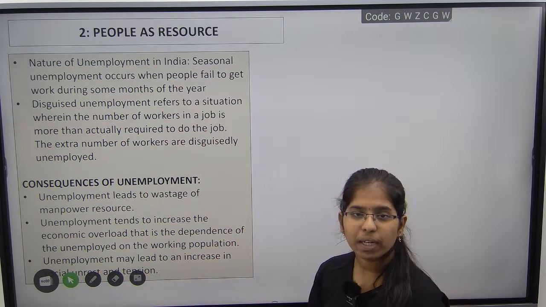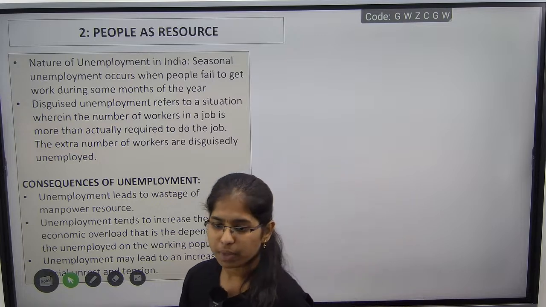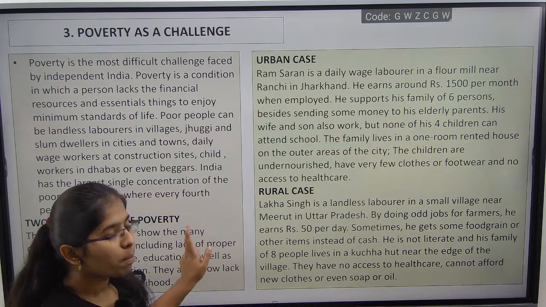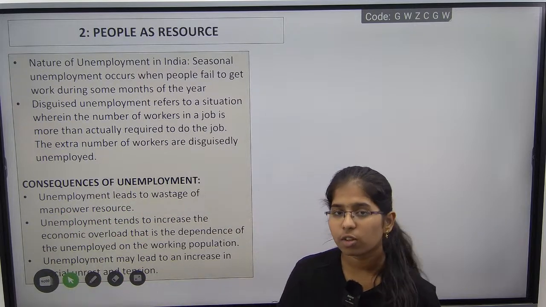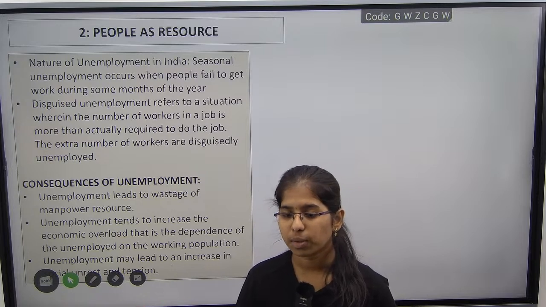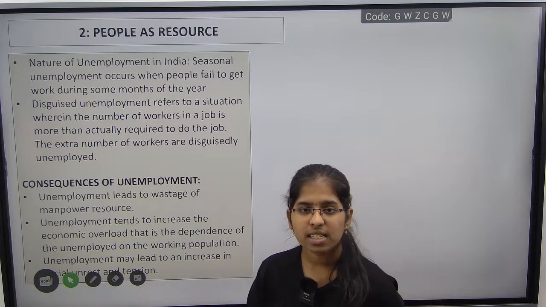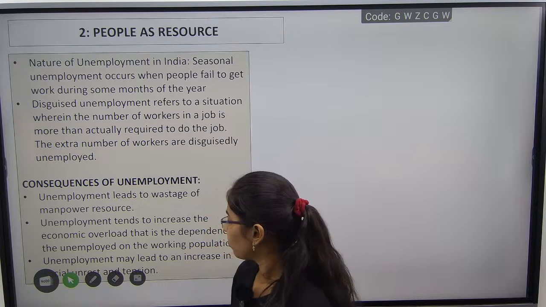With this, we completed chapter 1 and chapter 2. And tomorrow we will discuss poverty as a challenge. For today, we completed 2 chapters, and tomorrow we will discuss the 3rd chapter and the 4th chapter. By completing class 9th NCERT, we will go for class 10th.